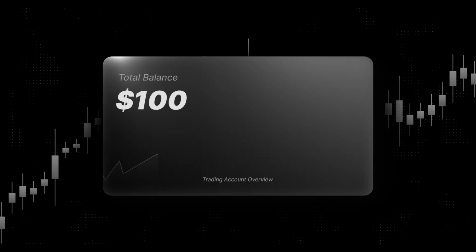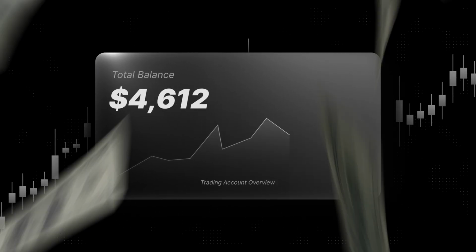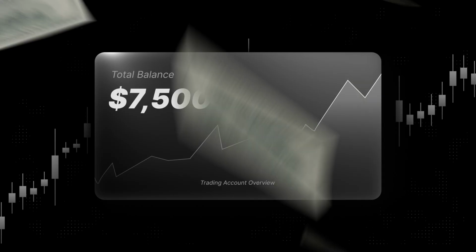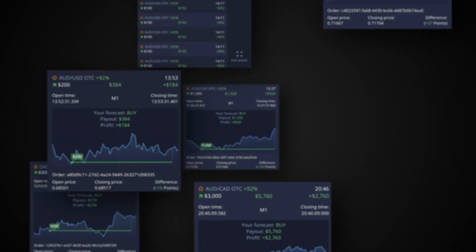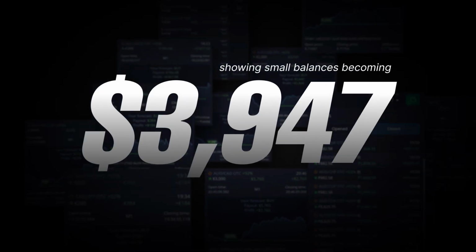Can a $100 trading account really be turned into $7,500? You have probably seen hundreds of screenshots showing small balances becoming thousands of dollars. But most people only show the final result. They never show the complete process.